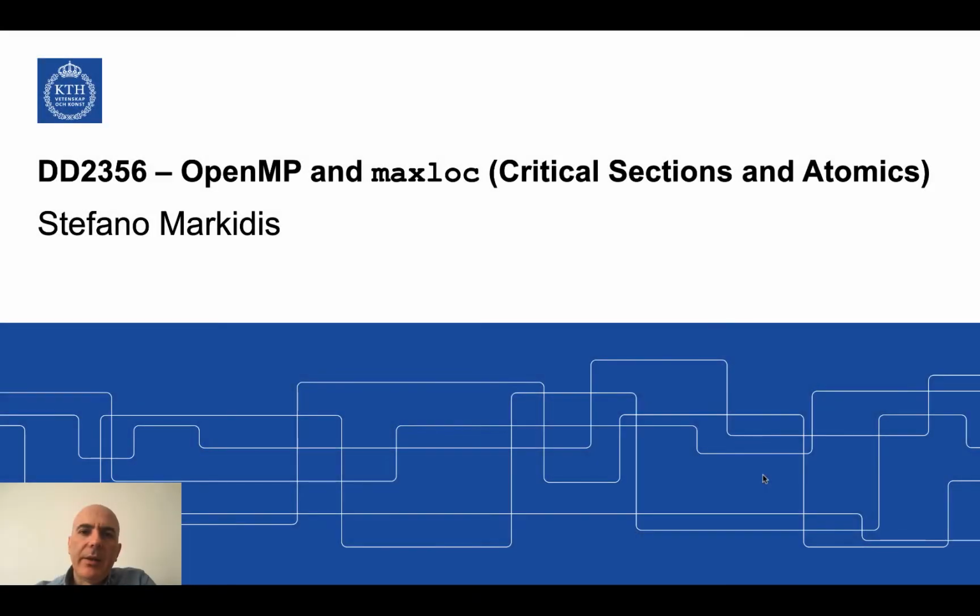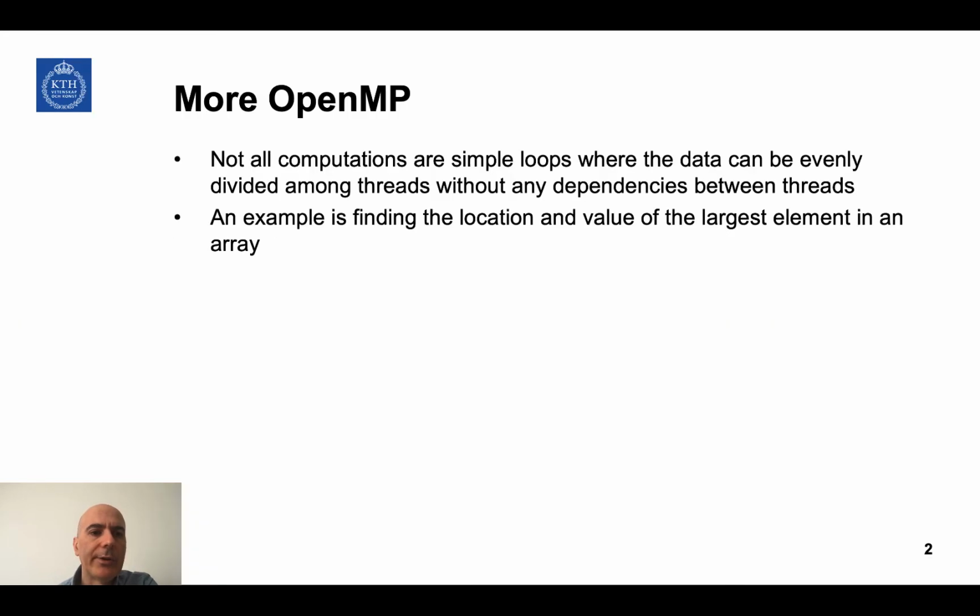Hi, welcome back. In this lecture, I would like to go through a simple example of using OpenMP. The example is called MaxLoc, for max location. This example will showcase the usage of critical sections and atomics in OpenMP, and we are also going to look at some issues related to the performance of OpenMP when using critical sections.